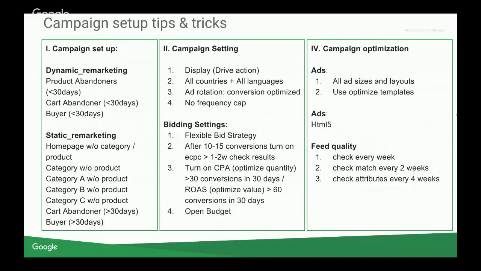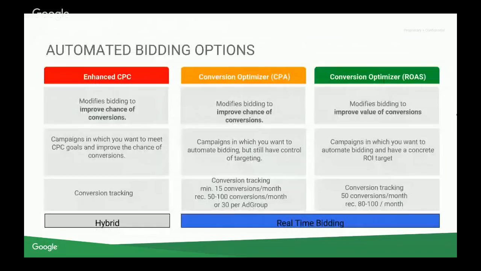We already mentioned some automated bidding options, and I believe if you're working in an agency or if you have your own AdWords account, you're pretty much familiar with the enhanced CPC, the conversion optimizer or CPA, and the conversion optimizer, meaning the targeted ROIs. So basically, enhanced CPC modifies bidding to improve your chance for the conversions, in the campaigns where you want to meet your CPC goals and to improve your chances of conversions. It's some sort of hybrid when it comes to bidding management.